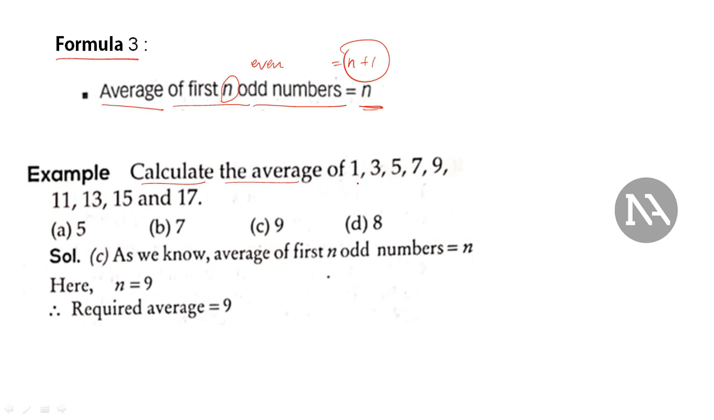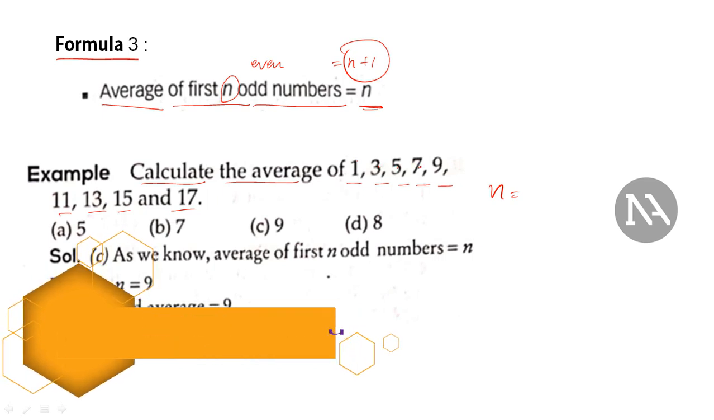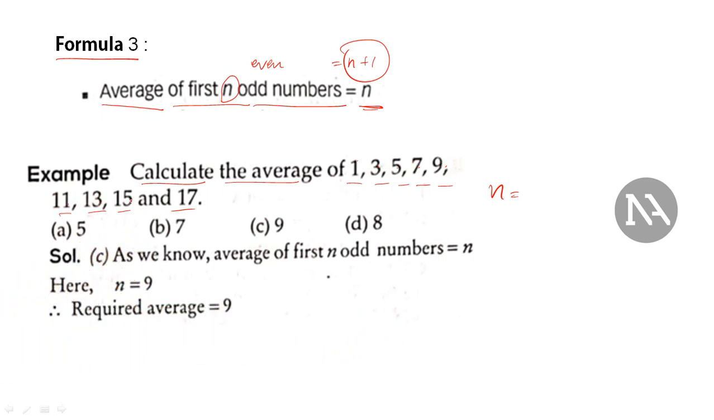Calculate the average of 1, 3, 5, 7, 9, 11, 13, 15, 17. So these are the odd numbers. Here what is the value of n? 1, 2, 3, 4, 5, 6, 7, 8, 9. So n is the count of first n odd numbers. Here n is 9. So the average for first n odd numbers is equal to 9 itself.